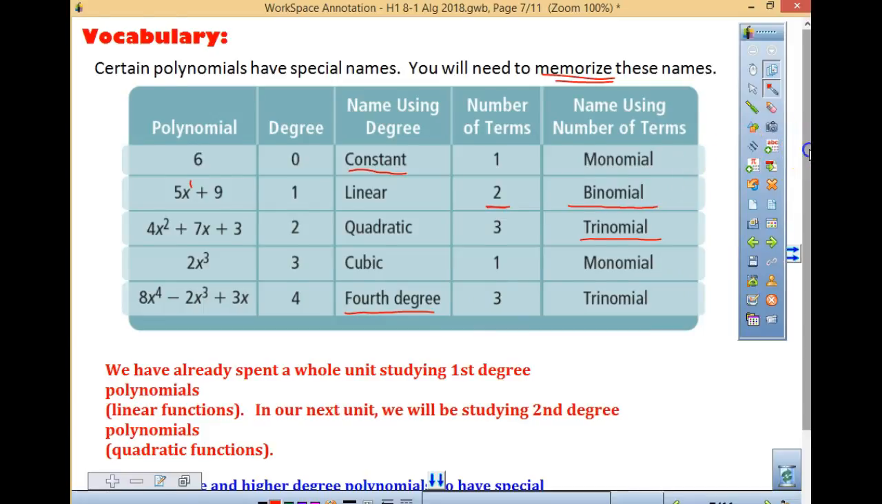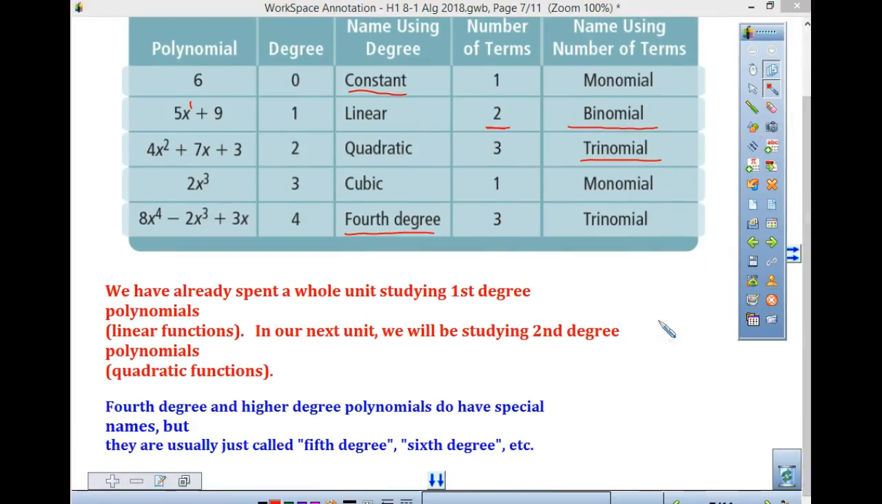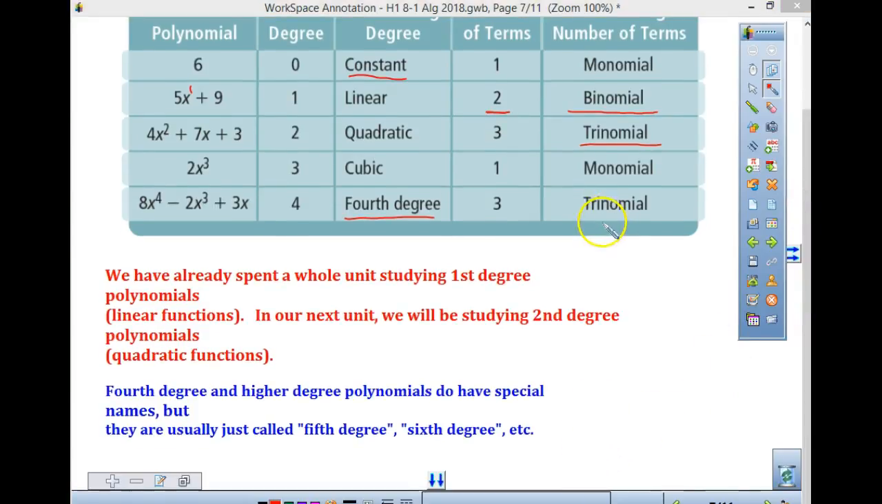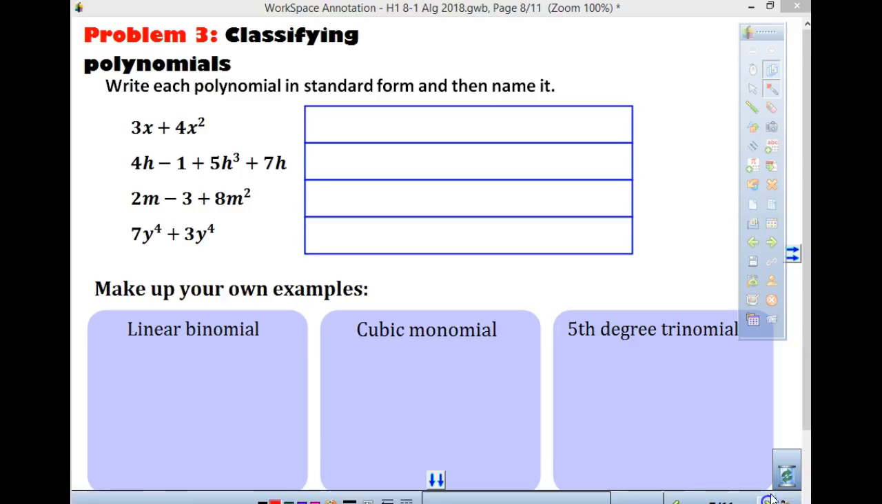And as you are taking a look, it says, we've spent a whole unit studying our 1st degree polynomials. Those are our linear. We have done exponential, right? But this next unit coming up after this is going to mostly deal with our quadratics. Those are going to be our 2nd degree. It says 4th degree and higher polynomials. We do not have any special names for them. Like I said, we call them just 4th degree, 5th degree, 6th degree. Same with any that have more terms than 3. We just call them polynomials. Okay? So that's your vocabulary.